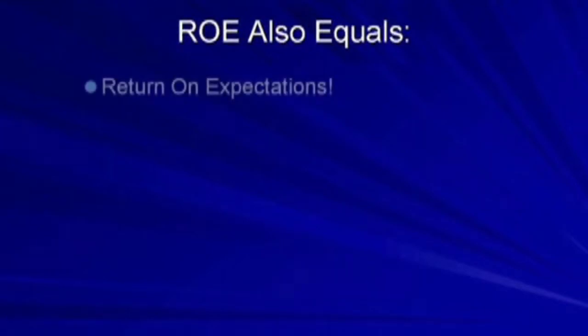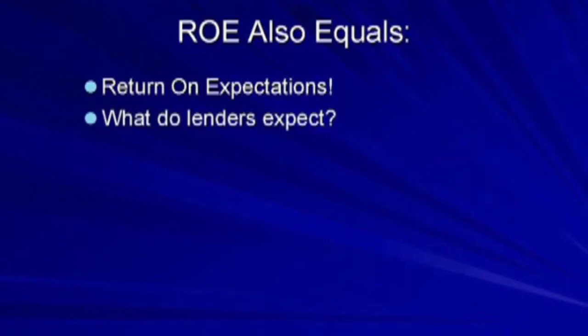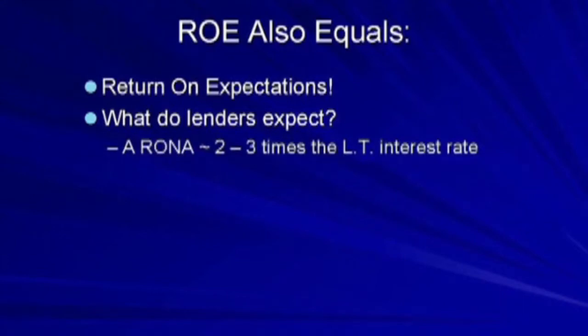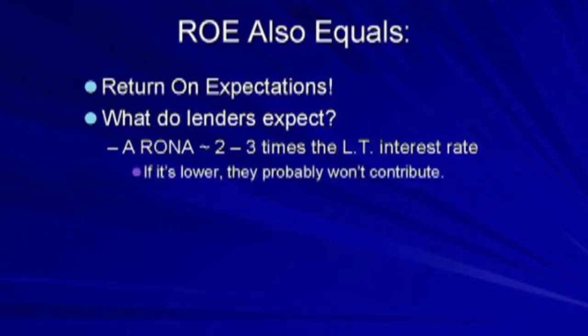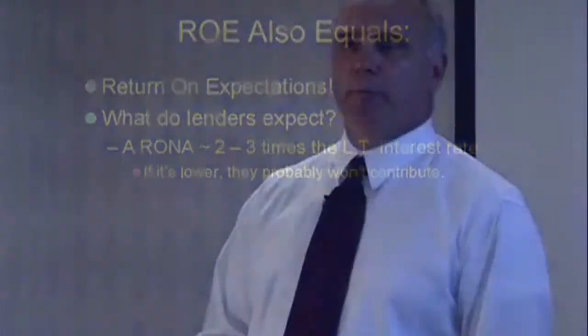ROE also equals return on expectations, as I like to say. What do lenders expect? Well, they expect a return on net assets of approximately 2 to 3 times the long-term interest rate. Recall that our calculated return on net assets was 21.3%, a little bit shy of 2 times the long-term interest rate of 12.3%. If it's lower, they probably won't contribute. So your business plan has to make a case that the assets are going to return more than the long-term interest rate, approximately 2 to 3 times more.